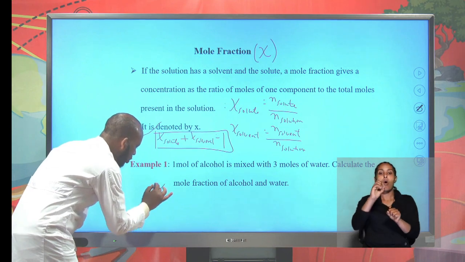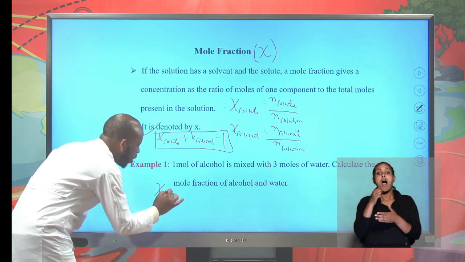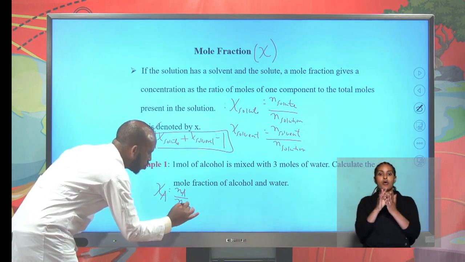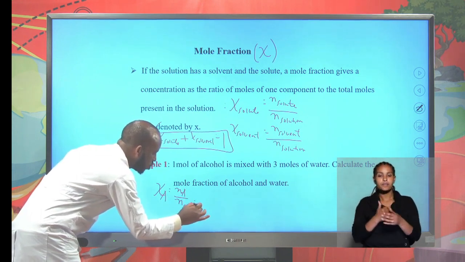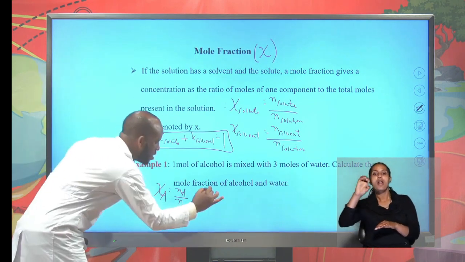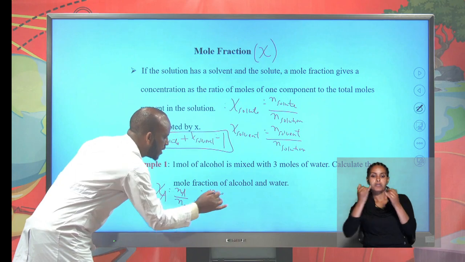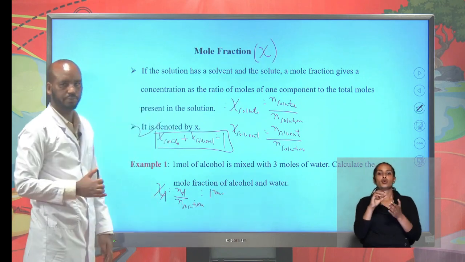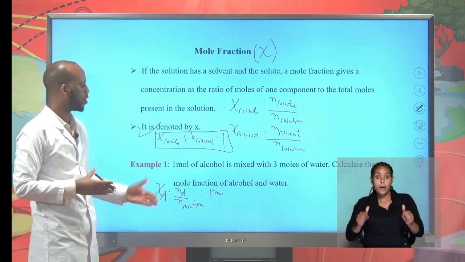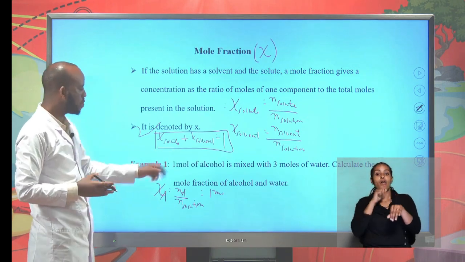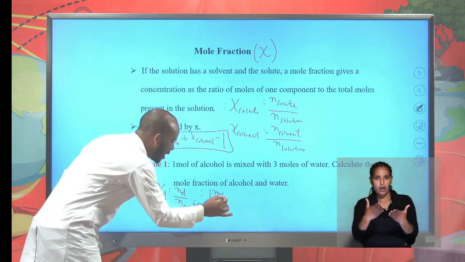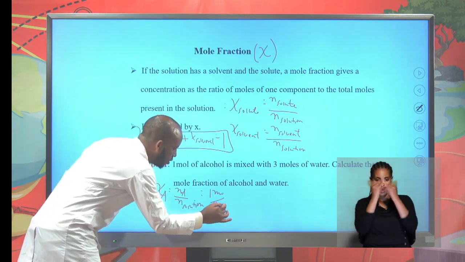Mole fraction of the solute, mole fraction of alcohol, equals number of moles of alcohol divided by number of moles of solution. Number of moles of alcohol is 1 mole, divided by number of moles of solution. Number of moles of solution is number of moles of solute plus number of moles of solvent, which is 1 mole plus 3 mole, is 4 mole. So 1 mole divided by 4 mole.